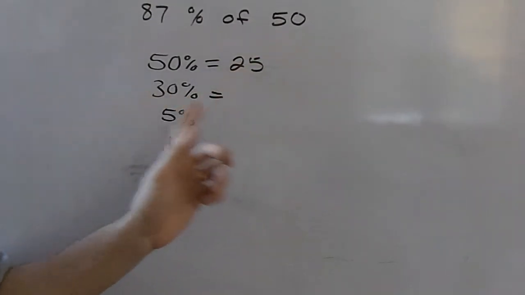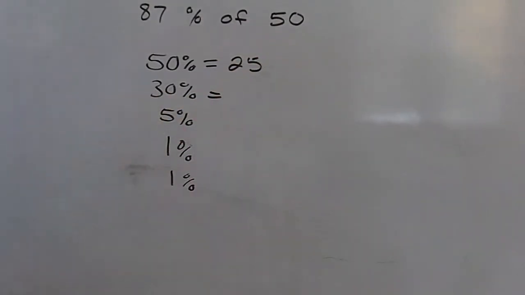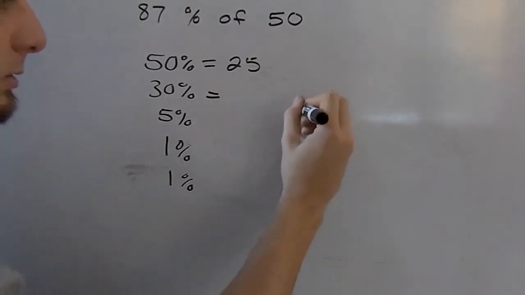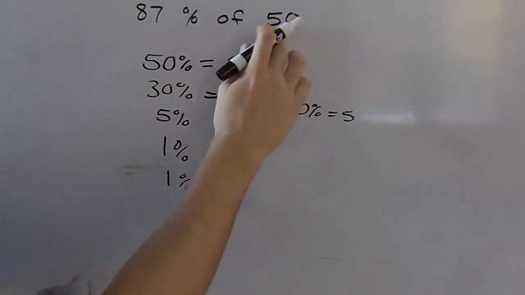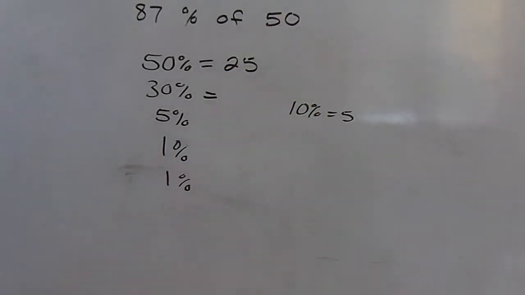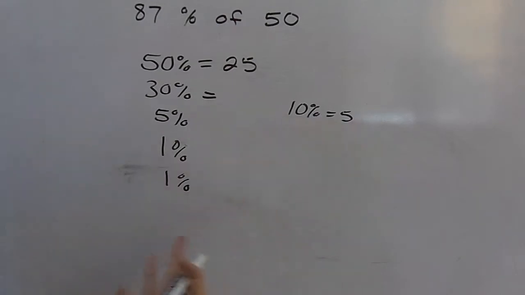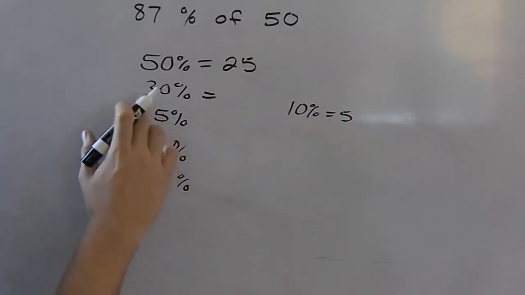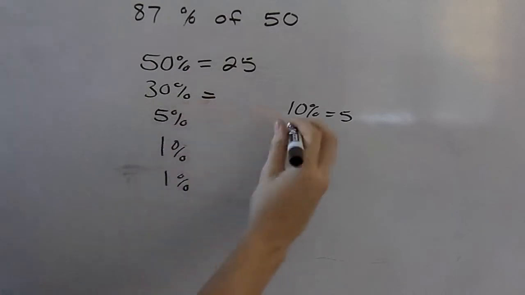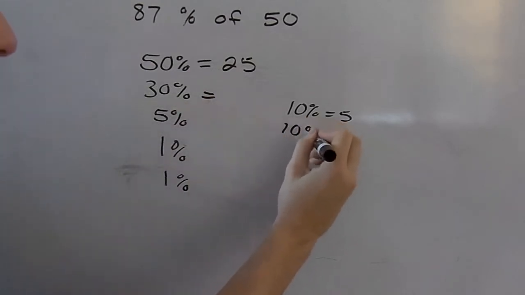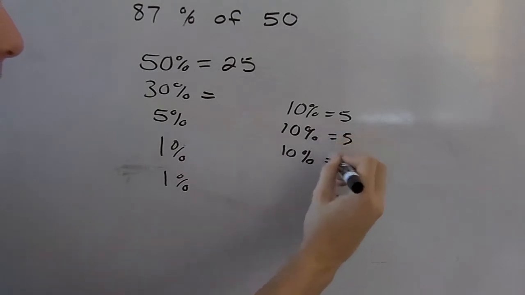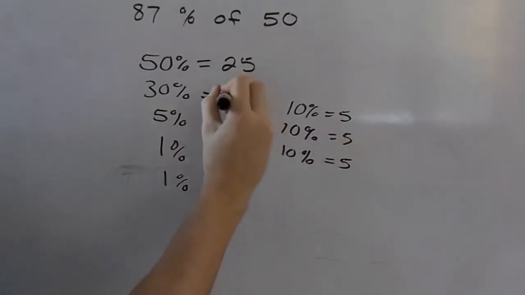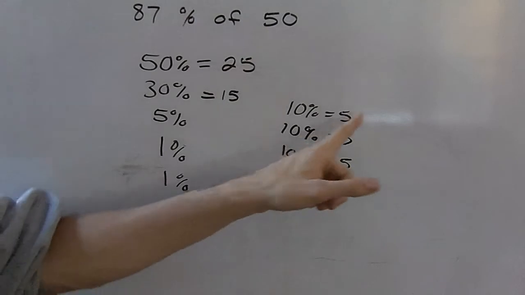30%, if I want to figure this out, what I'm going to do is take 10%, which I know is 5, because 10% moves that decimal back one space. Okay? I'm going to take that 10% and multiply it by 3, or add it 3 times. So instead of writing out 30%, you may want to do 10%, 10%, and 10%, and do the 5, 5, and 5 to figure out that 30% is actually 5 plus 5 plus 5, which is 15.